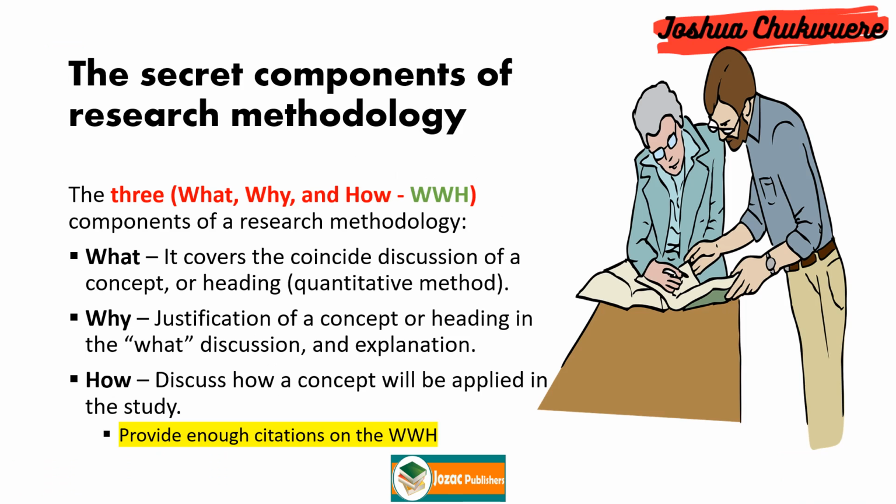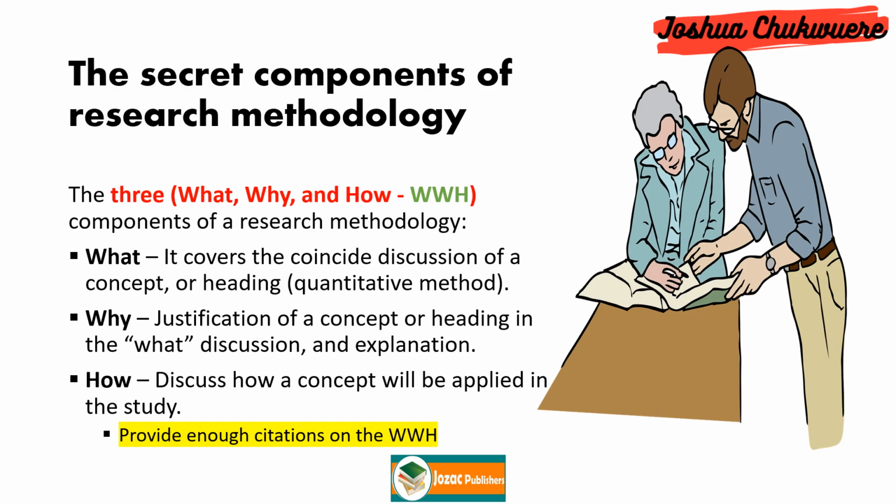Okay, so what are we talking about here on this secret component of a research methodology? What is it? There are three components of a research methodology: the what, the why, and the how, WWH. In every research methodology section heading, every component of your research, there is a need for you to talk about the what. And what is that what?